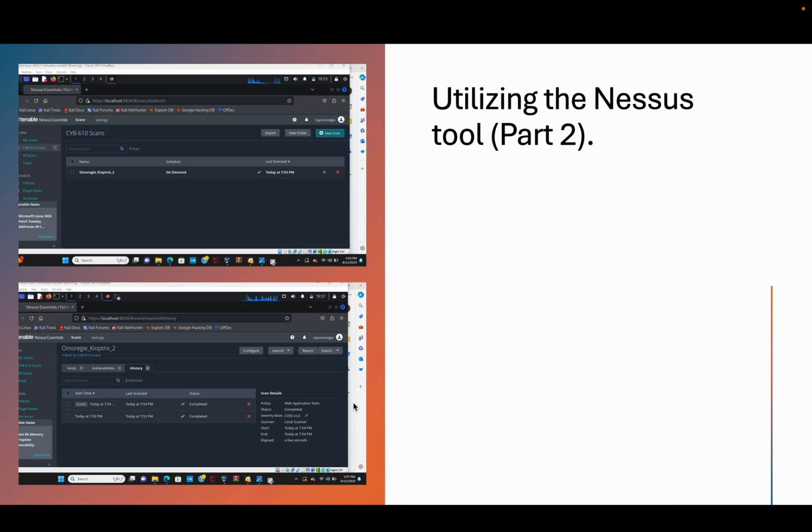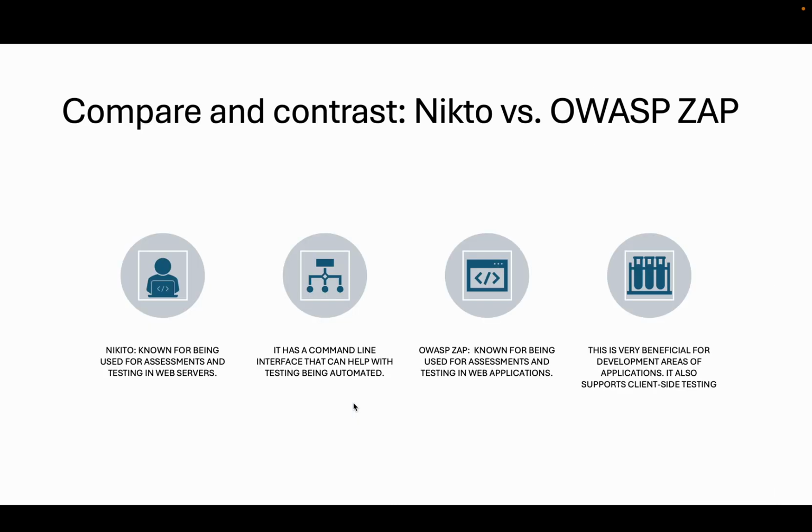Now it's going to be a lot more documentation and questioning. So in comparing and contrasting Nikito versus OWASP, as I mentioned earlier, Nikito is known for being used for assessments and testing in web servers. It also has a command line interface that can help with testing being automated. So it's very helpful if you have a lot of testing which you need to do for a lot of web servers which you're maintaining. Let's say you're maintaining the board of California, and you have all these different sites, being able to automate that would make it a lot easier.